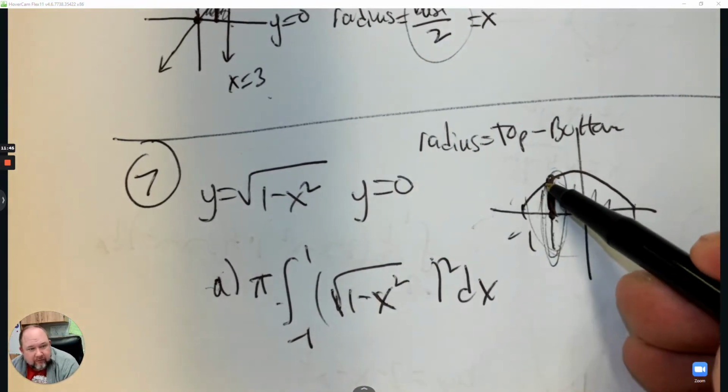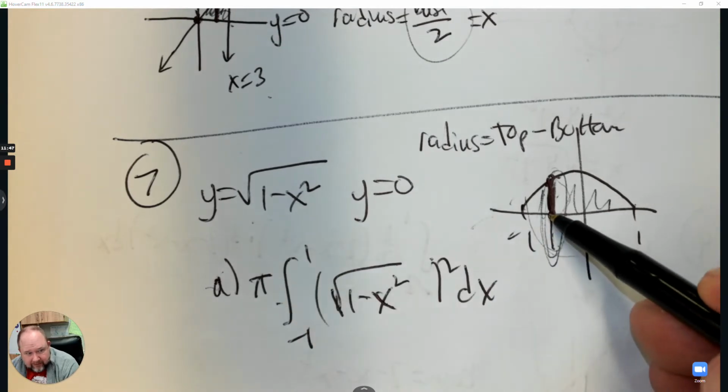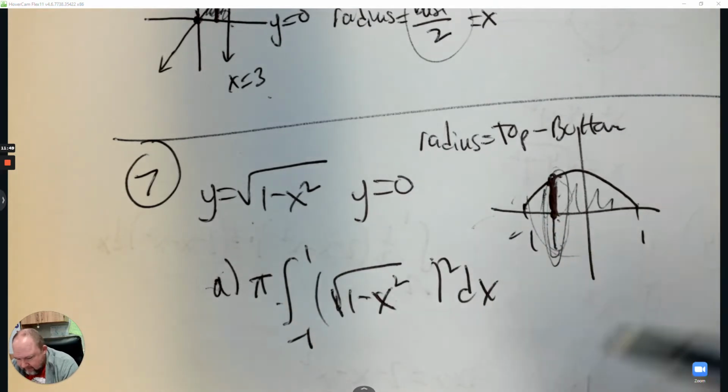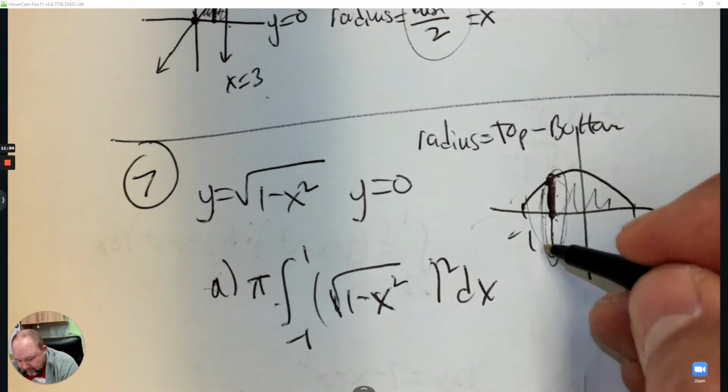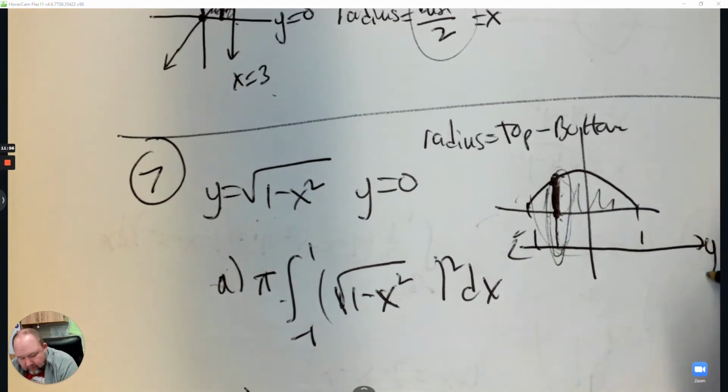So the top curve, which is square root of 1 minus x squared, subtract the bottom, which is 0, and you have your answer. B. Do the same thing, but revolve it around y equals -1. So let's say y equals -1 is down here.